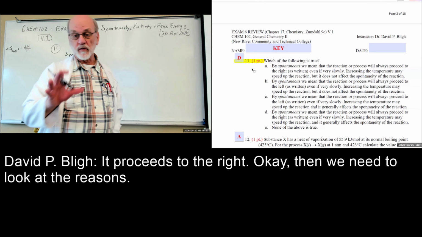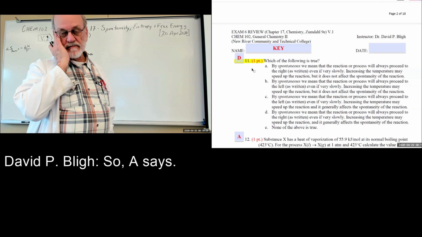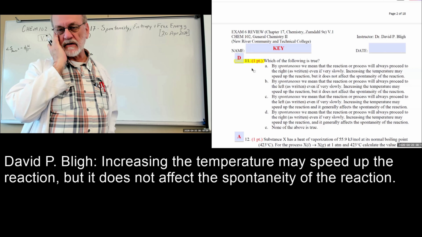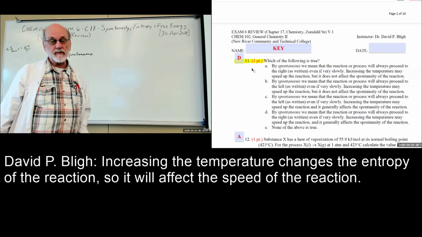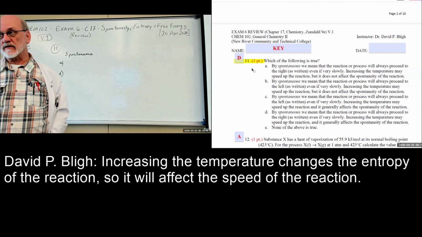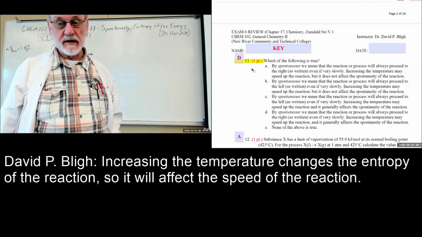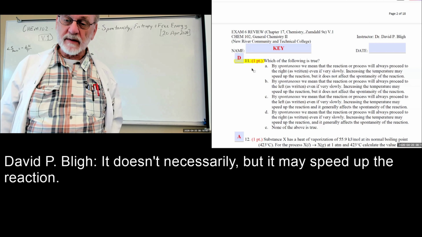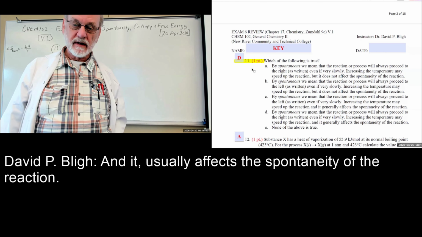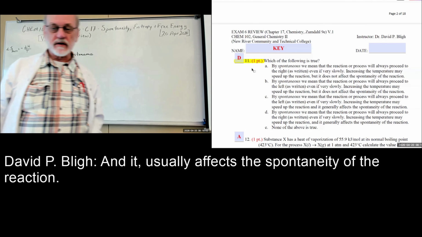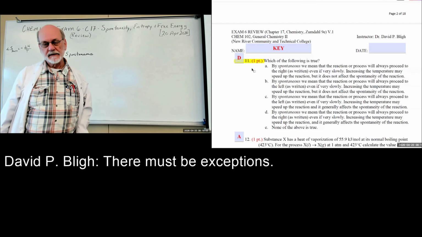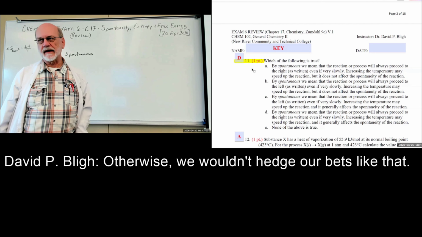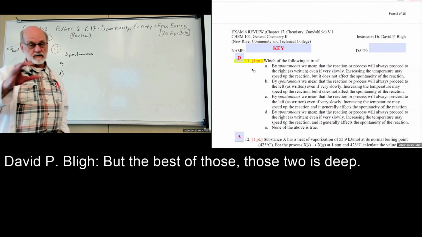Okay, then we need to look at the reasons. So A says, increasing the temperature may speed up the reaction, but it does not affect the spontaneity of the reaction. Increasing the temperature changes the entropy of the reaction, so it will affect the speed of the reaction. It doesn't necessarily, but it may speed up the reaction, and it usually affects the spontaneity of the reaction. There must be exceptions. Otherwise, we wouldn't hedge your bets like that. But the best of those two is D.